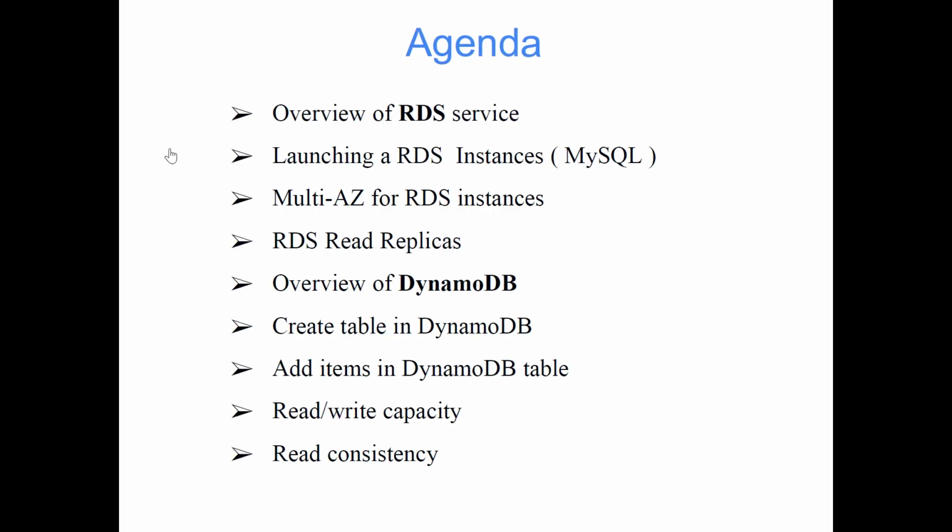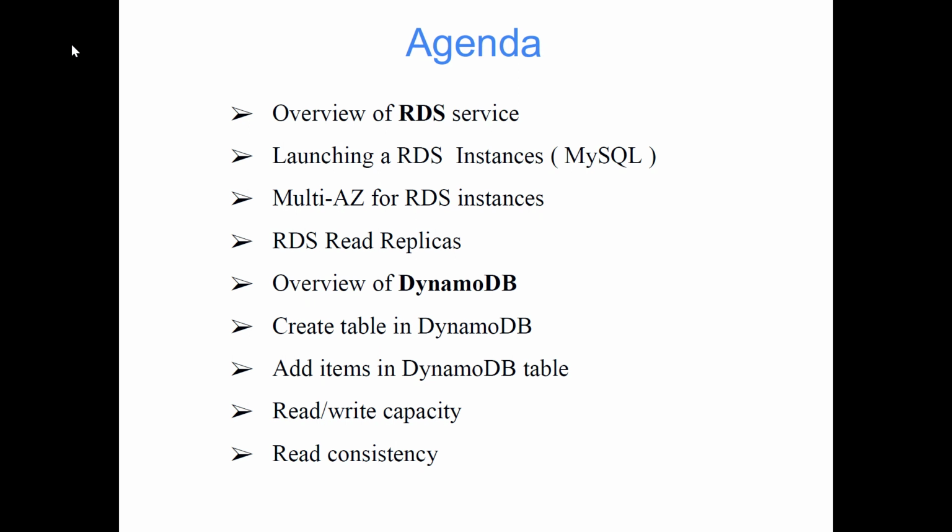So let's start the class with the agenda. So, overview of the RDS service. Launching an RDS instance of MySQL type. We'll talk about multi-AZ for an RDS instance, and we'll also talk about read replica. Then we'll jump to the next topic, that is DynamoDB. We'll create our table in DynamoDB. We'll add items into the DynamoDB table, read and write capacity, and read consistency.